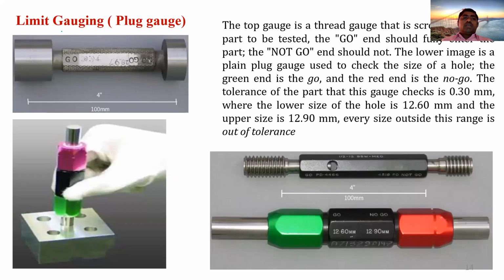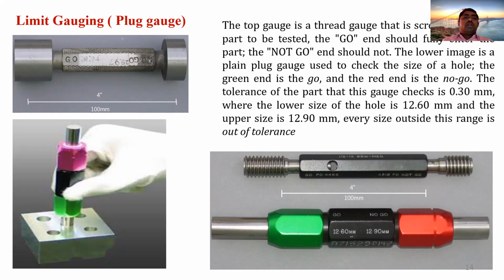Next, coming to limit gauging. Here gauges are used for checking the features and the dimensions of the produced components. So these are called the limit gauges.